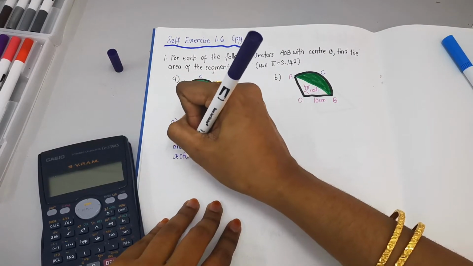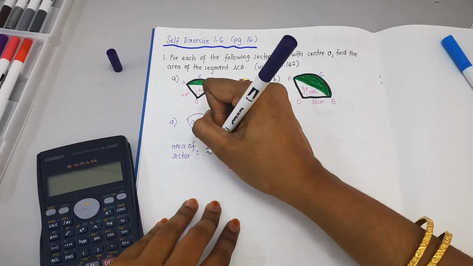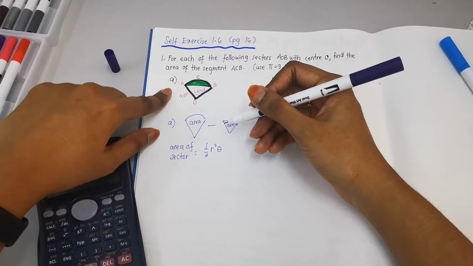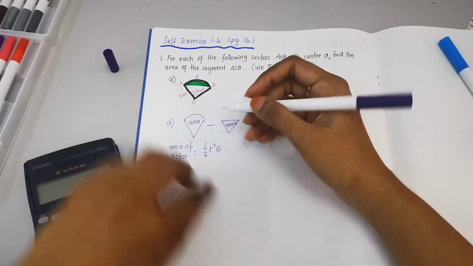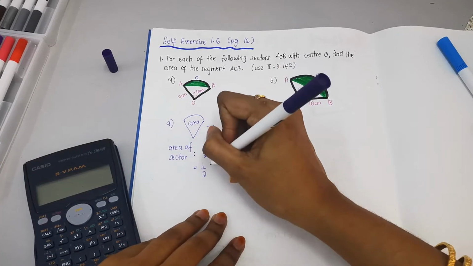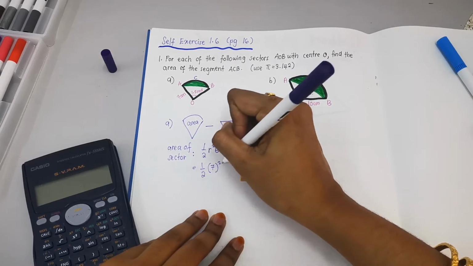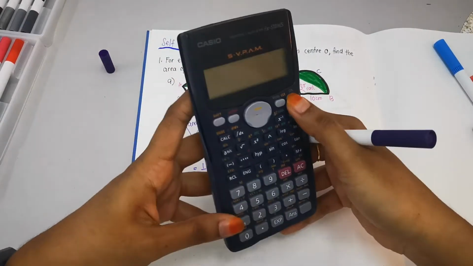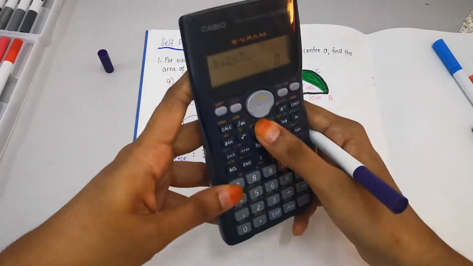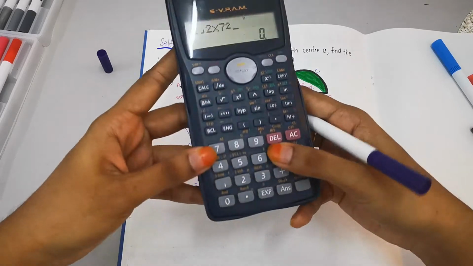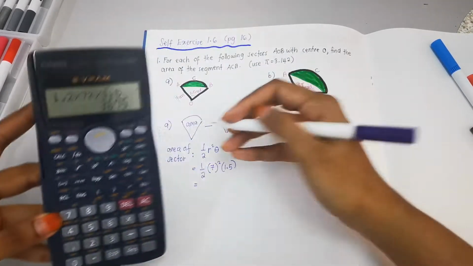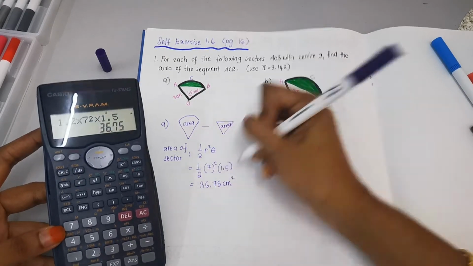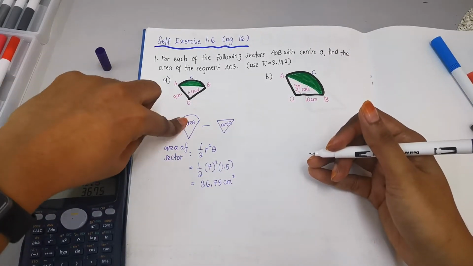Okay, now let's find the area of the sector. The first step, find area of sector, which is 1 over 2 r square theta. So do we have r? Do we have the radius? Yes. Do we have theta? Yes. So we can immediately find 1 over 2, 7 square, 1.5. Let's key in our calculator: 1 over 2 times 7 square times 1.5. We get 36.75 centimeter square. So this is the first area done.